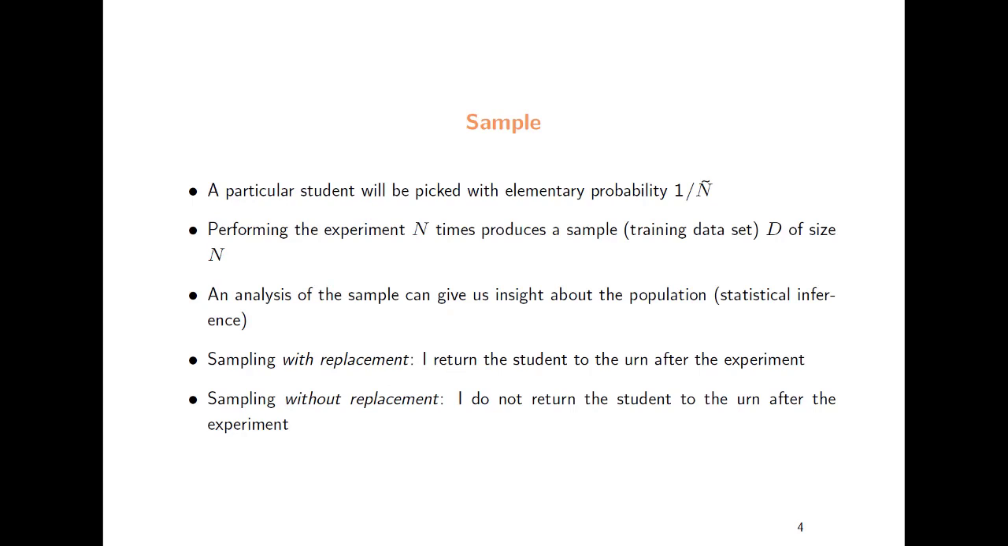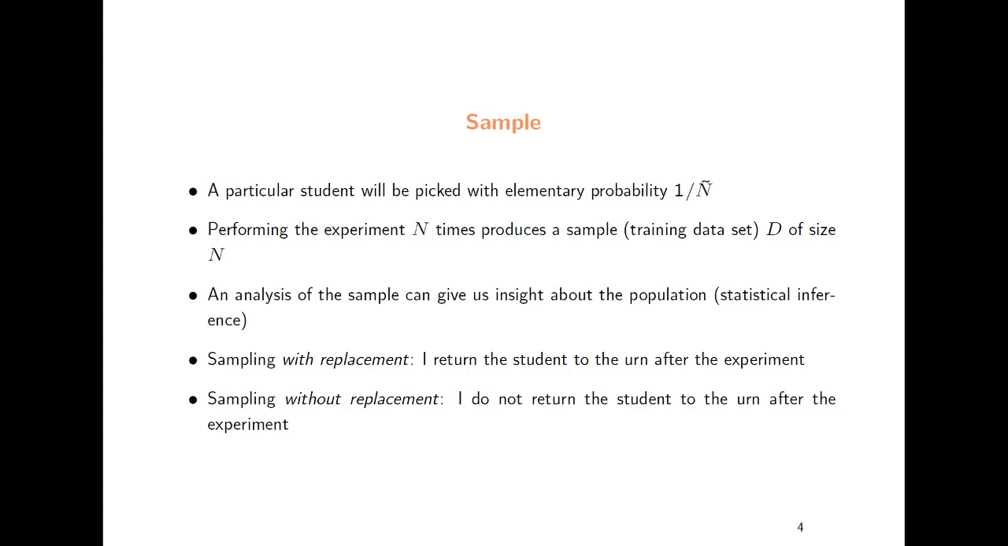Of course, any particular student will be picked with an elementary probability, 1 over ñ. So if I don't cheat and I don't have any other way of being unfair, any one of these students has a probability of being picked 1 over ñ, so in our case 1 over 50,000.